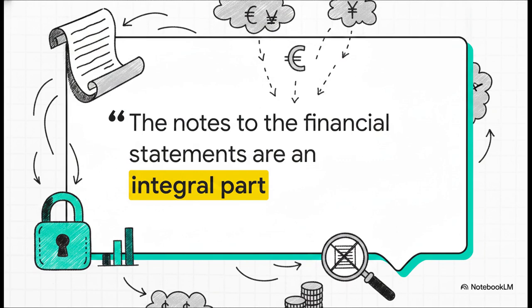Let's get right to the core of it. The rule under US GAAP is incredibly clear. The notes to the financial statements are an integral part of a complete set of financial statements, not an appendix or optional supplement. People so often treat notes like the fine print at the bottom of a software update. You know, that cosmetic afterthought you just scroll past to click accept. But that mindset is fundamentally flawed. If you ignore the notes, you are literally ignoring the financial statements themselves.